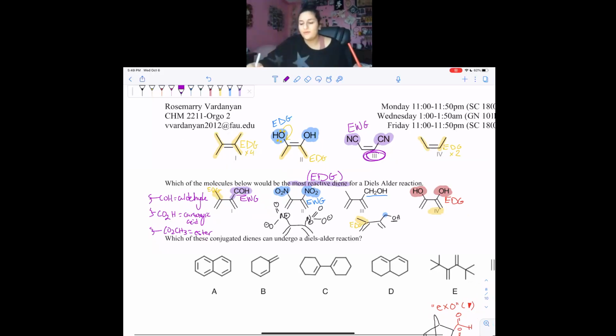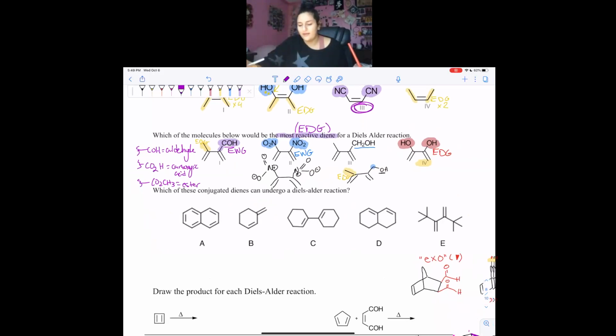Alright, so the last one we'll do about Diels-Alder, I think, is this one. I think this is the last question I have. So, which of the following dienes can undergo Diels-Alder reactions? So, essentially, what it's asking you is, which of the following are s-cis or can be turned into s-cis? So, I'll give you a couple seconds to look at it, and then we shall talk about it.